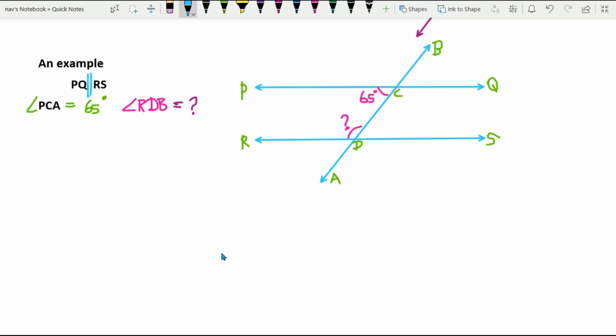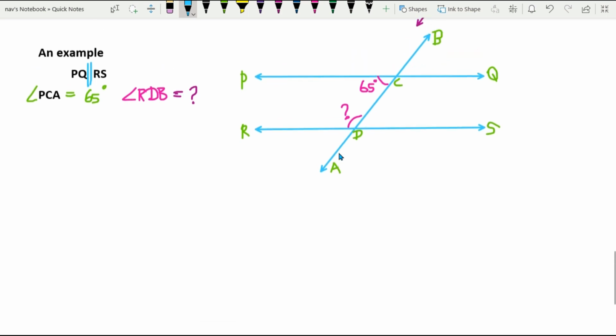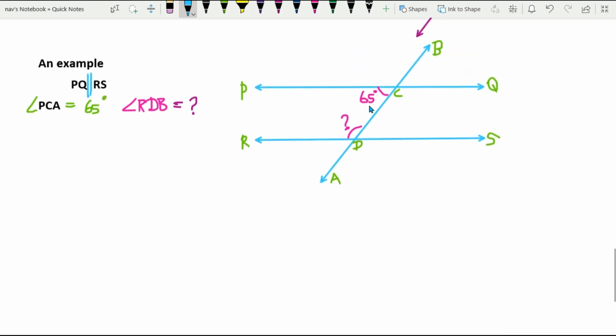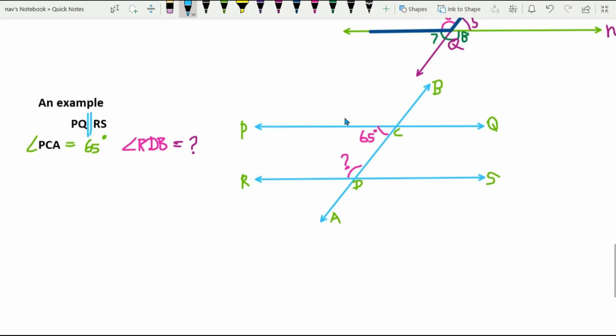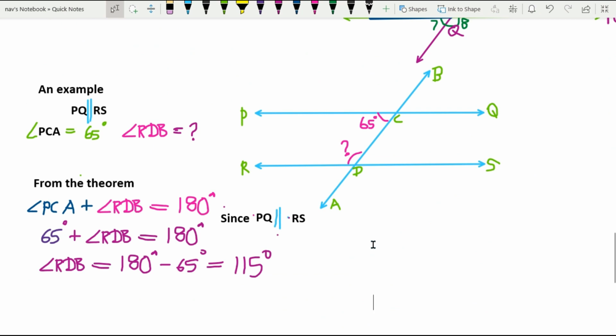From the theorem we just learned, if PQ is parallel to RS, then the co-interior angles will sum up to 180 degrees. So angle PCA plus angle RDB will equal 180 degrees. Let us write that. From the theorem, this angle and this unknown angle will sum up to 180 degrees. So angle PCA plus angle RDB equals 180 degrees.